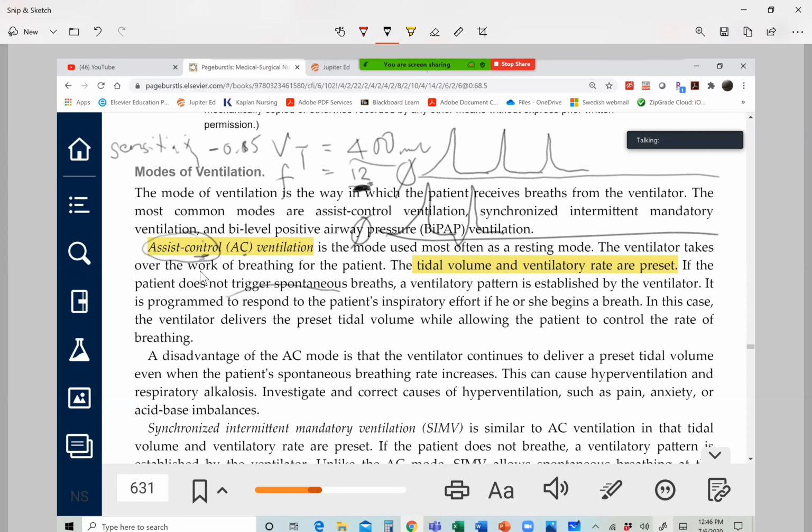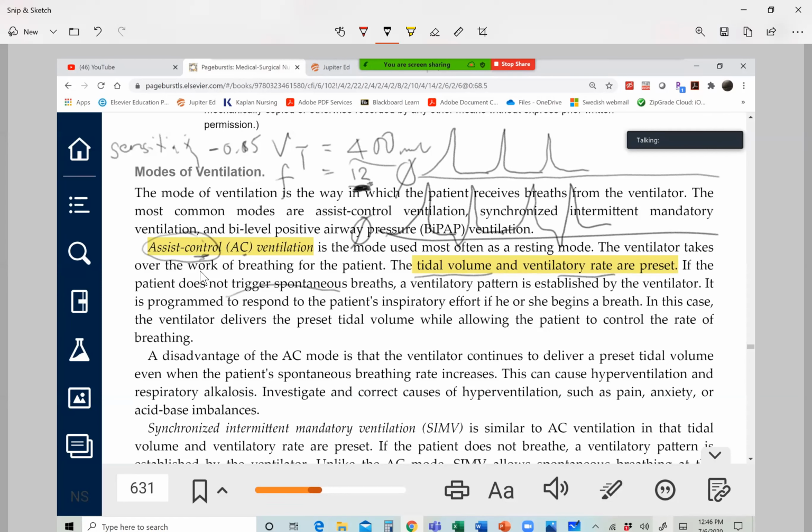So this is how you will go. This is another vent breath, and this is another patient breath. However, again, the tidal volume remains constant. It cannot change because that is what you preset, right? Again, there are two things preset in assist control: a preset tidal volume and a preset respiratory rate. So this is the most common.